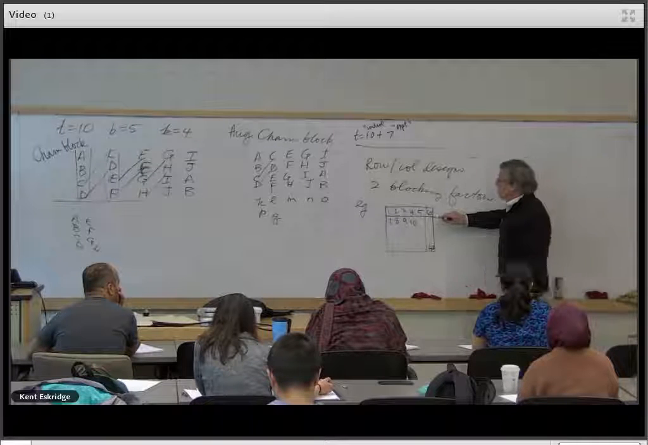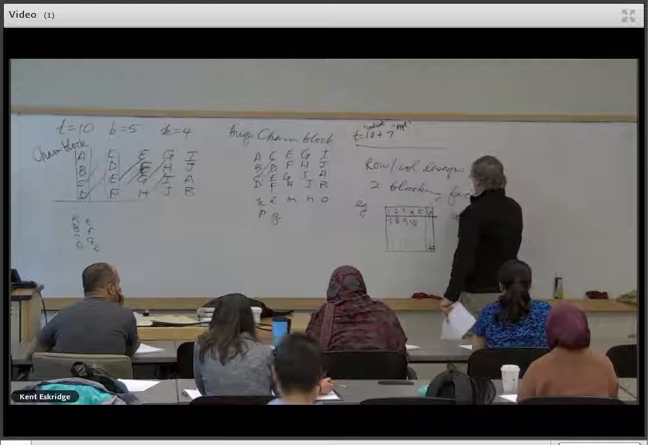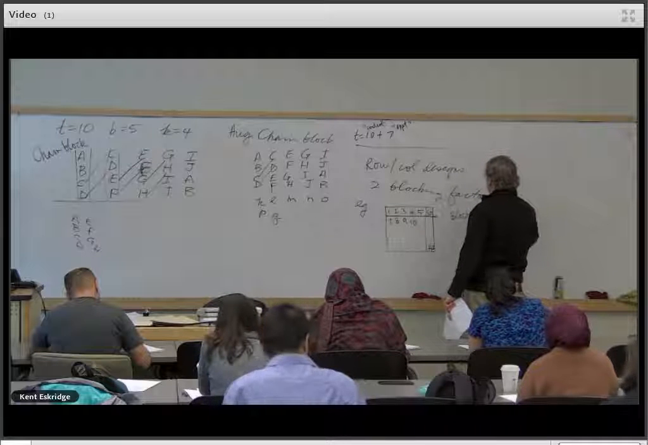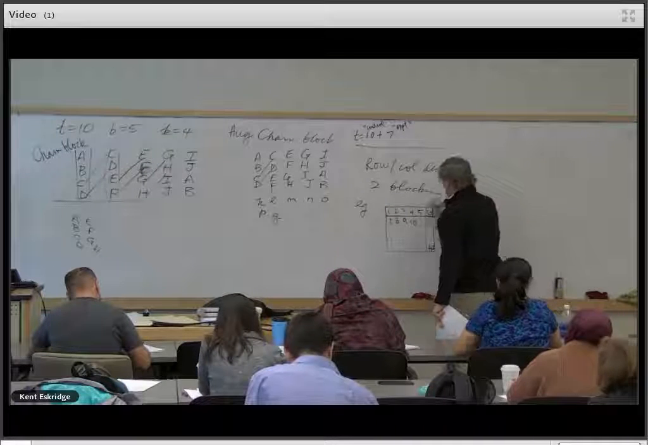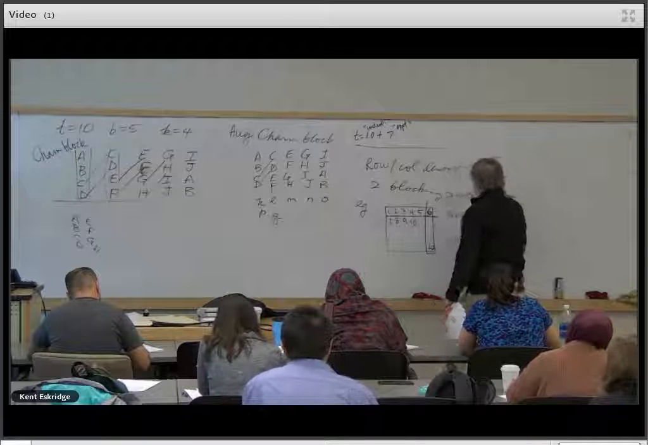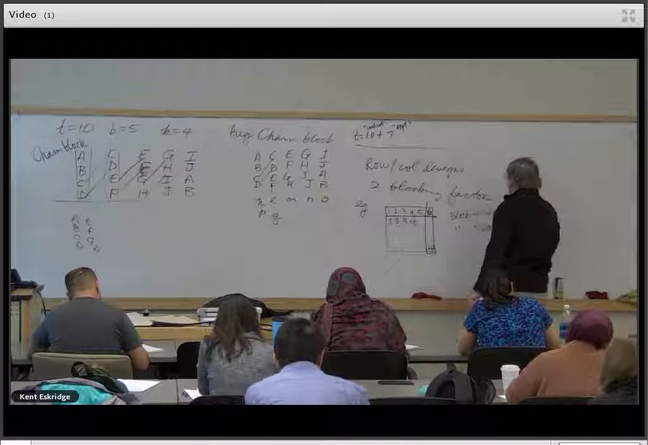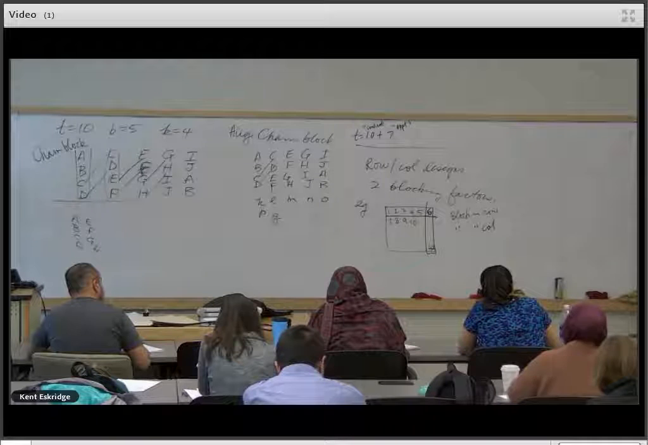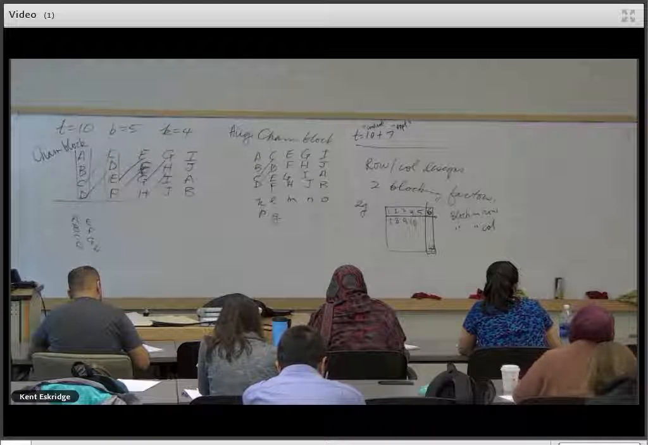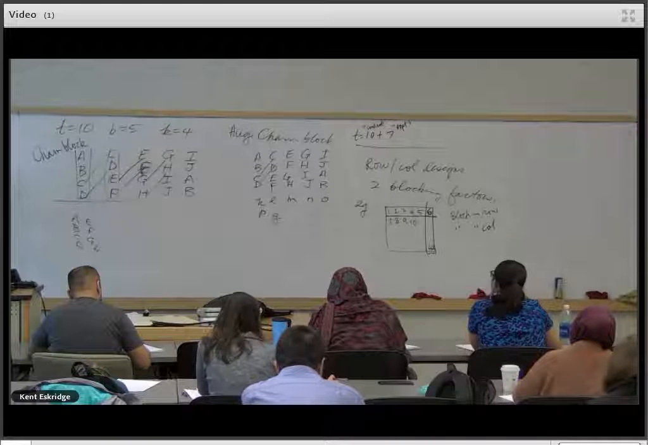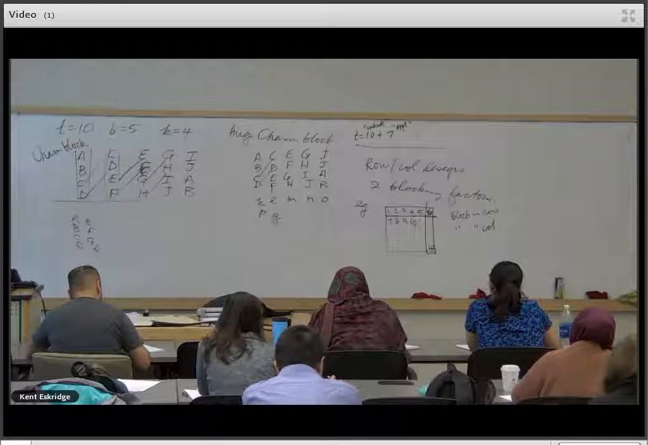So I have 2 blocking factors. I can block in rows, and I can block in columns. Right? So what kind of designs are you used to seeing with this kind of situation? We have 2 blocking factors. You all should have had these.